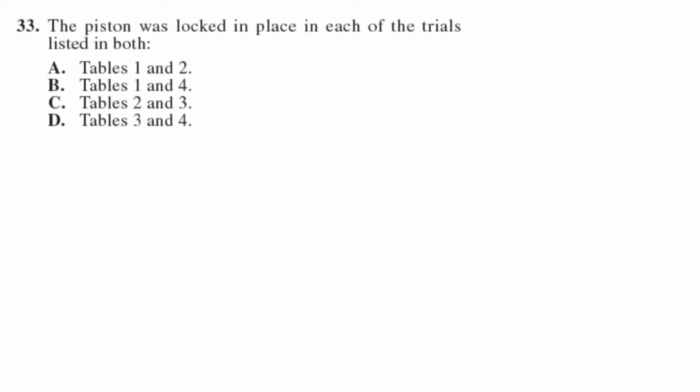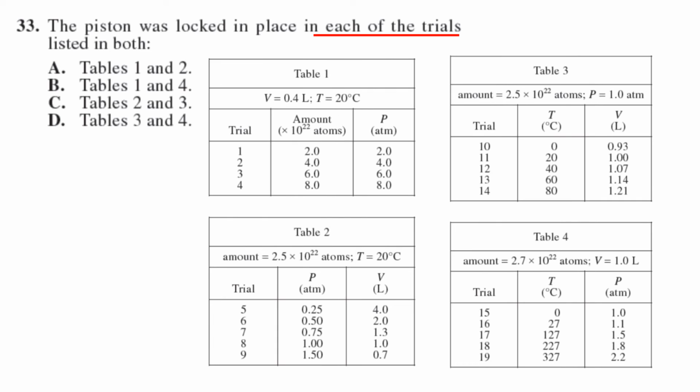Number 33, the piston was locked in each of the trials. We're using all of the trials, and we want to know when was the piston locked. Well, the piston's going to control the volume, right? So whichever ones have the volume the same, right? So that's what we're looking for, trial 1 and trial 4. So your answer has to be B.